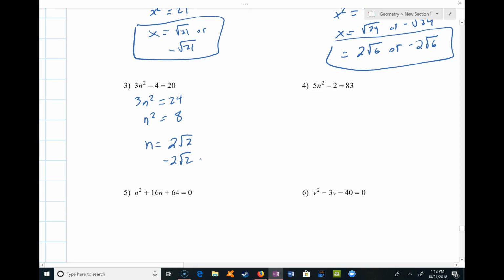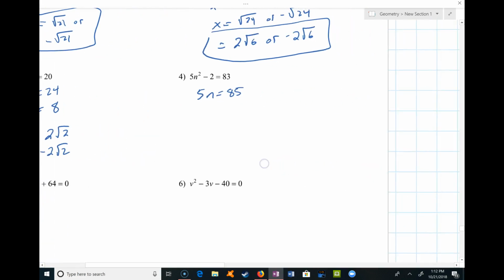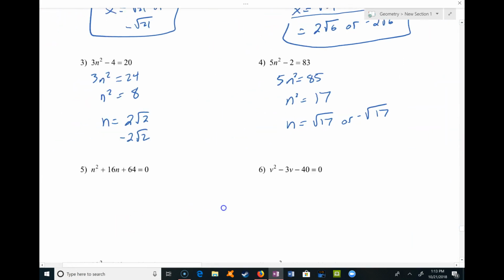Okay, one more of these types. So if I add 2 to both sides, I get 5n squared is equal to 85. Divide both sides by 5, and I get n squared is equal to 17. And then I square root both sides, and I get n is equal to the square root of 17, or negative square root of 17. And I can't reduce that, can't simplify it, because it's a prime.